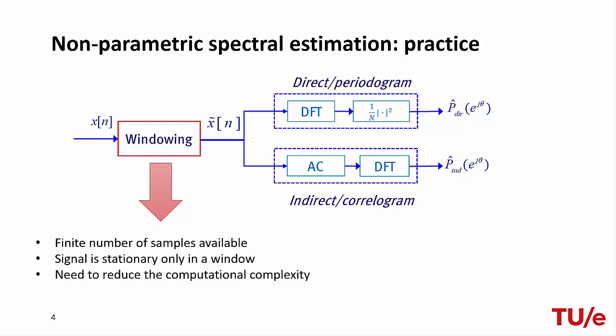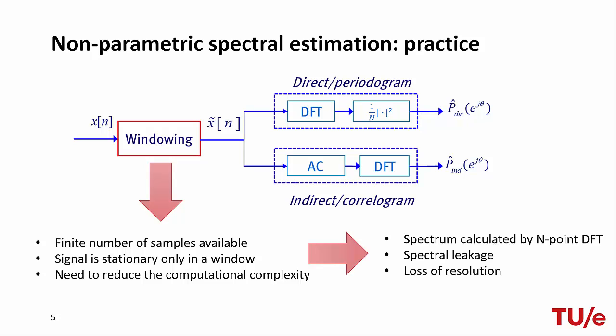Besides implicit windowing, due to the fact that we have a limited set of samples, we may also desire to window the signal prior to estimation of the power spectrum. Possible reasons are, for example, because we want to reduce the computational complexity, or because we wish to study a non-stationary signal in a time interval within which we can consider it stationary.